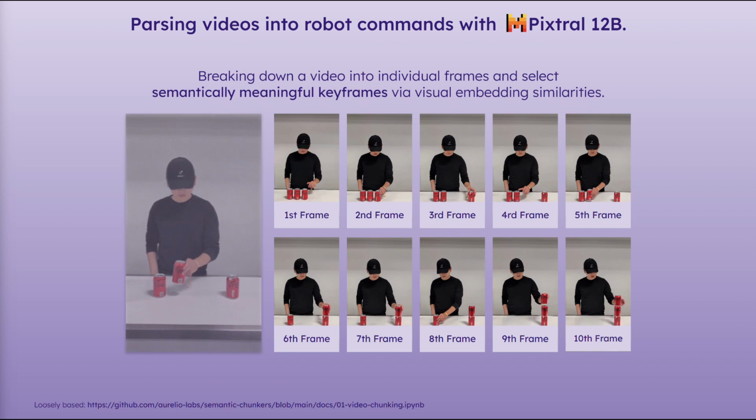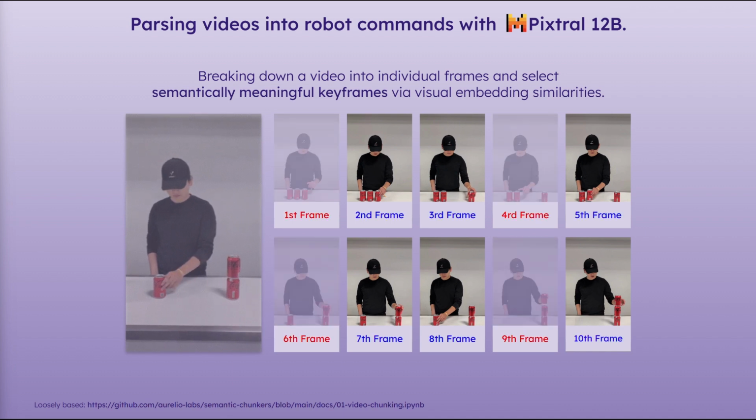Since Pixtral processes images instead of videos, our first step is breaking the demonstration video into individual frames. But we can't just throw all the frames at it. The input would be way too large and inefficient. So we cherry-pick the keyframes, the ones packed with the most distinct information. To select these keyframes, we compare the visual embedding similarities between consecutive frames and grab the ones that stand out. This makes sure we're focusing on the most meaningful parts of the video without overwhelming the system.